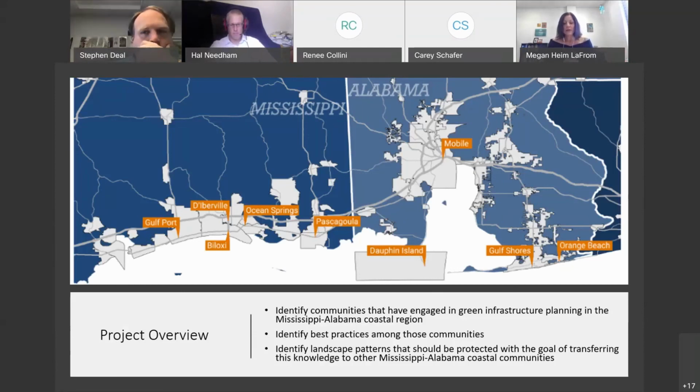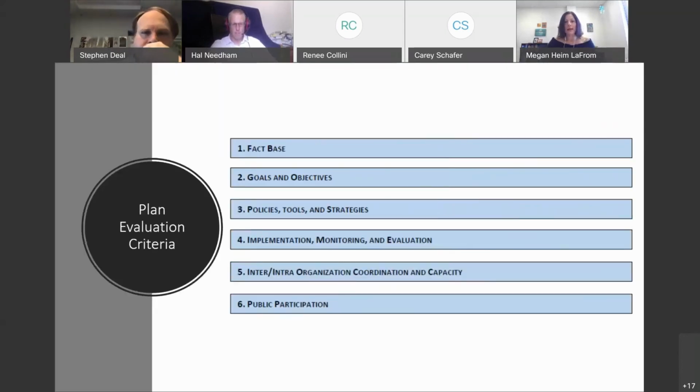So in addition then, a survey and interviews with the project partners was conducted in order to collect more detailed information on their actual planning practices, capacities, experiences, opportunities, and constraints. And then finally, we undertook an extensive green infrastructure landscape analysis in order to identify landscape patterns that should be protected. So we collected data on regional and local landscape patterns and analyzed them for almost 1,300 subbasins in the broader Mississippi, Alabama coastal region using various GIS tools with the goal of assessing their impact on stormwater runoff. So today then, we're going to share some preliminary results from this project, starting with the plan evaluation aspect.